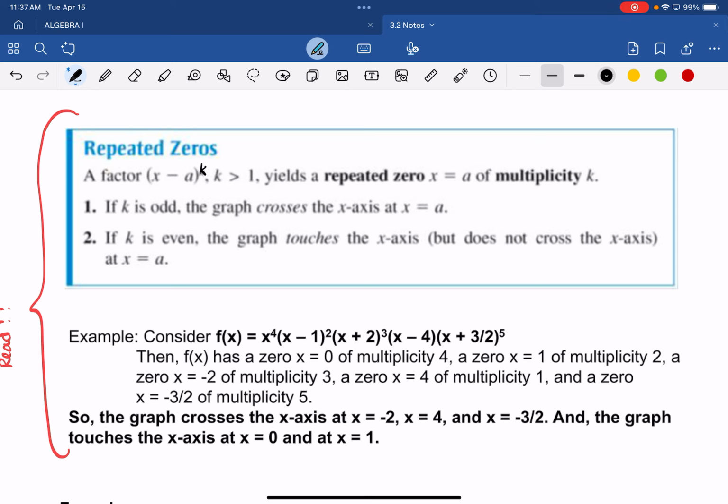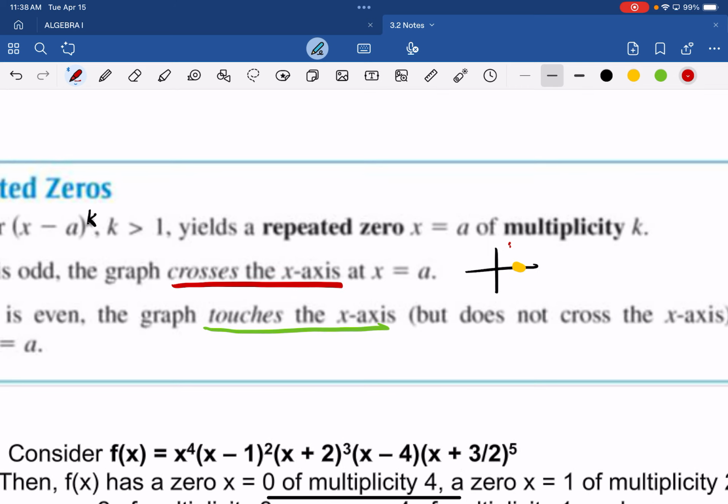If k is odd, if my multiplicity is odd, then we know at that point in the graph, it's going to cross at the x-intercept. If the multiplicity is even, then it's going to just touch the x-axis. It's not actually going to cross there. So let me draw a picture. I think it'll help. Here's the first example. Let's say it crosses here. We have a multiplicity that's an odd number. We know my point in the graph here, it's going to actually go through that on the graph.